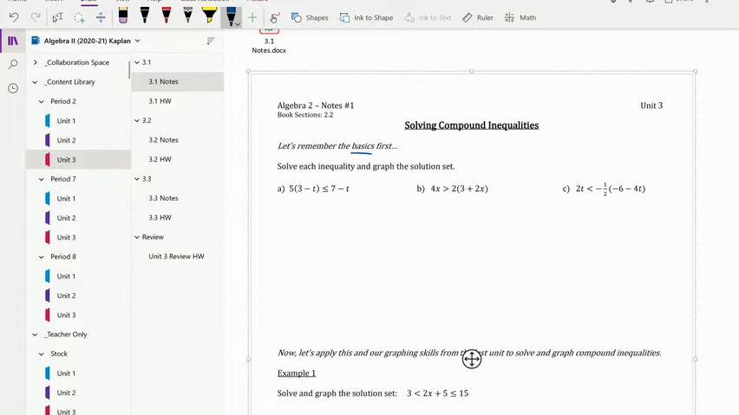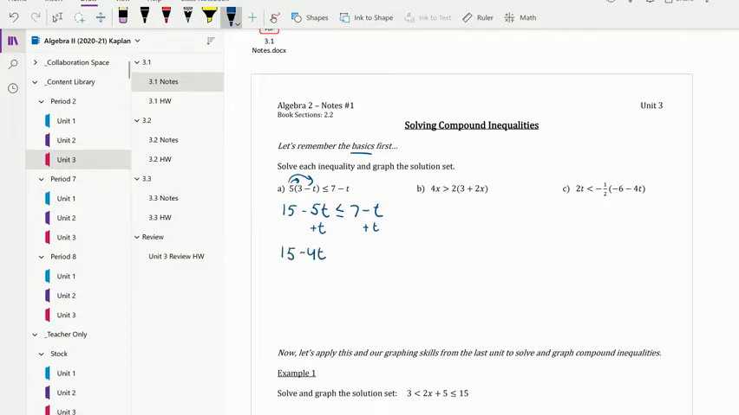If I'm looking at A, the first thing I'm going to do if I'm solving this is simplify, right? If you can simplify one side of your equation or inequality, you always should first. So I'm going to distribute my 5 to get 15 minus 5t. And now it's less than or equal to 7 minus t. Then I want to get my t's on the same side, so I'm going to add t here. For inequalities, I almost always try and just keep stuff on the left. It kind of helps sort things out a little bit easier. So I've got 15 minus 4t is less than or equal to 7.